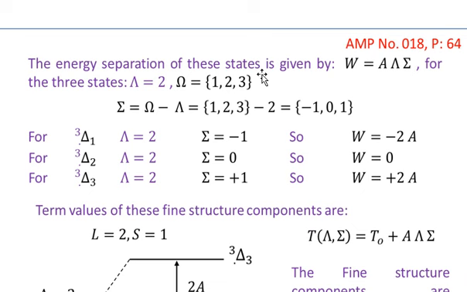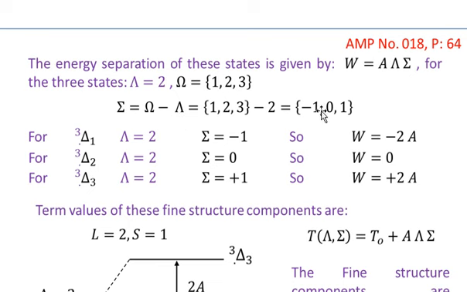The energy separation of these states is given by, as we have seen earlier, W is equal to A times capital lambda times capital sigma. This will give you the separation between the states. For the 3 states, capital lambda is equal to 2 and omega is equal to 1 to 3. If you get the value of sigma from the previous equation, sigma will be equal to omega minus delta. Since omega is equal to 1 to 3, delta is equal to 2, so sigma is equal to -1, 0, and 1. We have already written the value of sigma already.